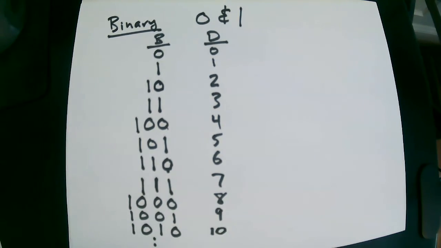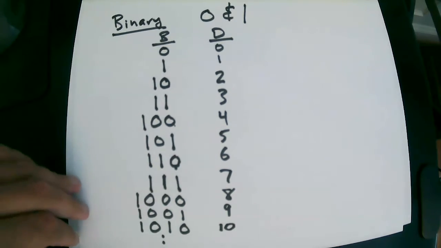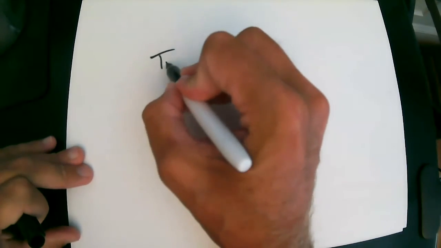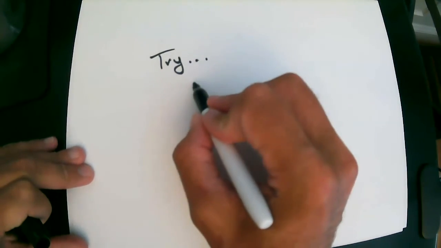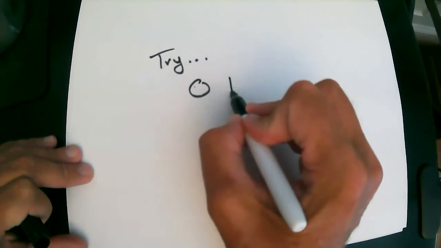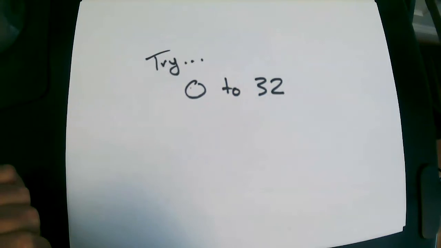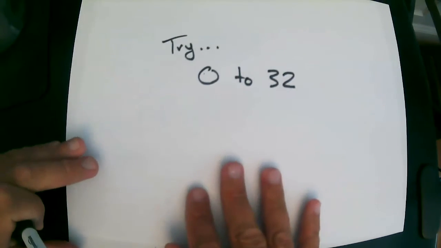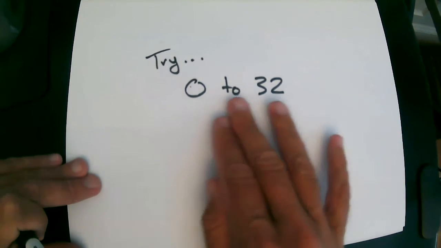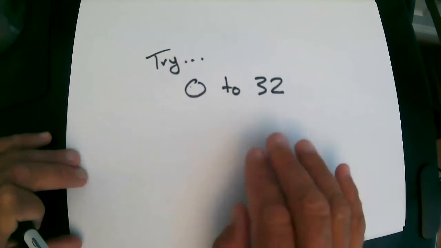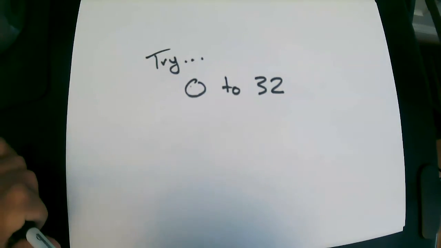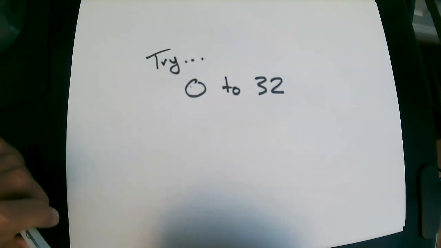But before you watch the video, I have one suggestion for you, and that is try counting again by writing it down yourself. So before you go on, try to count from 0 to 32 in binary by extending that pattern we did just a few seconds ago, and see if you can get there. And if you can count to 32 successfully in binary, then you should be ready for the next video.